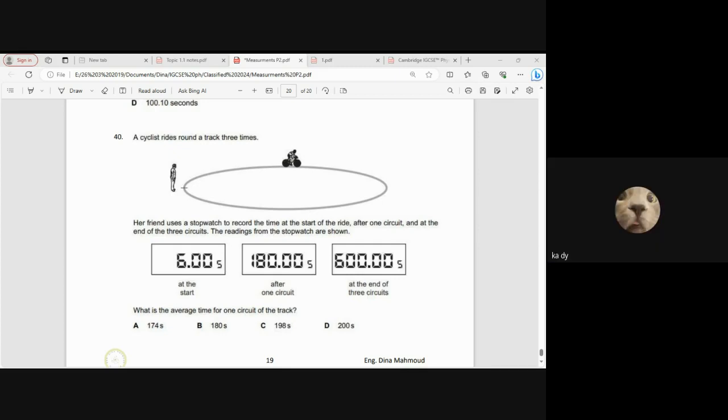I can't solve this. You can solve it? Yes.